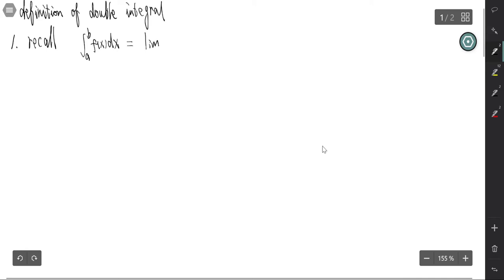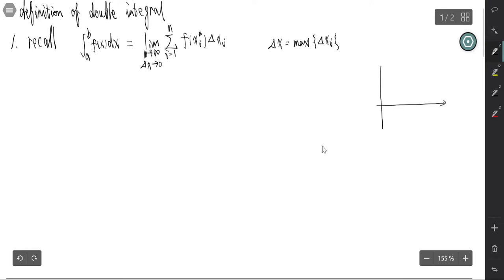defined by the limit as n tends to infinity of the sum over i from 1 to n of f(xi star) delta xi, or the limit can be read as delta x tends to 0. The delta x is the max of all delta xi. The definition comes from the area bounded by y equals f(x) and x equals a, from a to b.